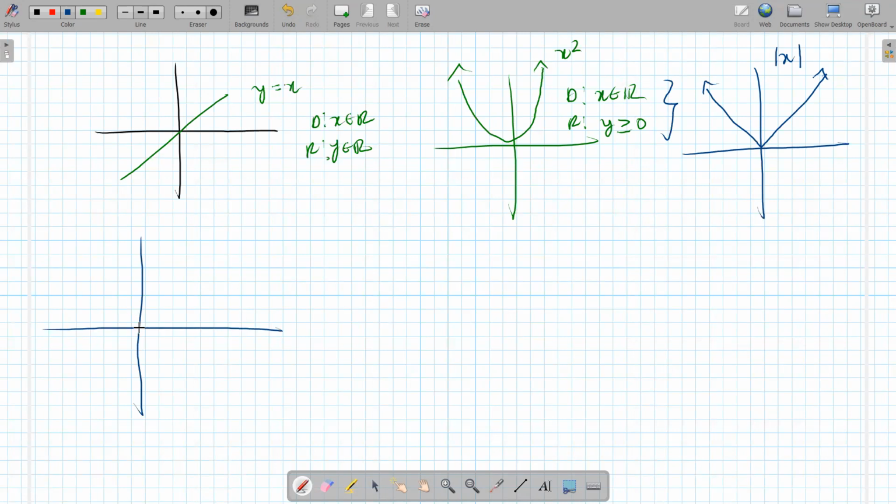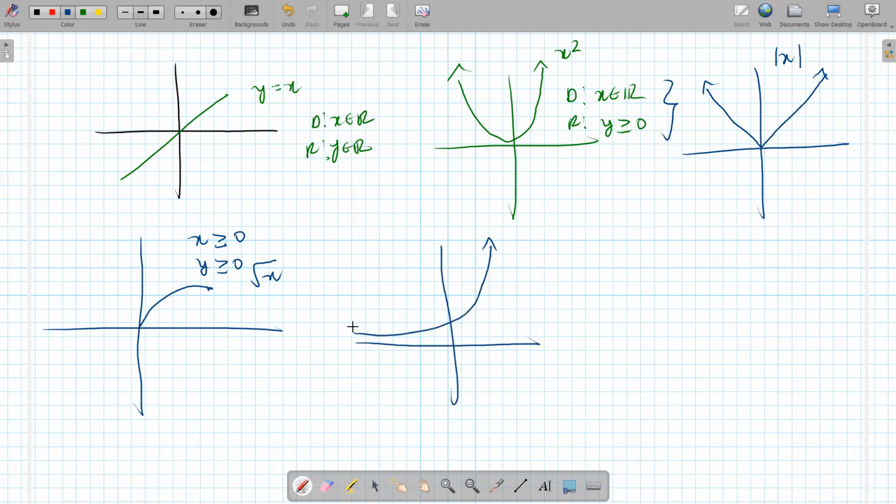And then you have the square root of x, which looks like this. Domain is that x cannot be negative. You can't have a negative number inside a square root. And if you look at the graph, y also cannot be negative. So they're both greater than or equal to 0. And then we have an exponential function. Doesn't matter what the base is. The domain is going to be x ∈ R. The range is going to be y strictly greater than 0.